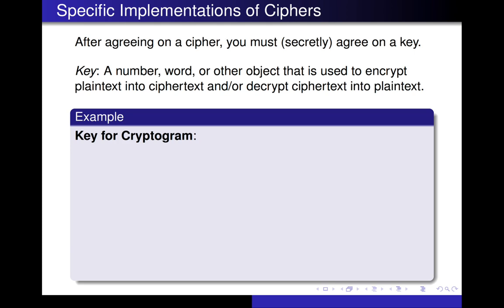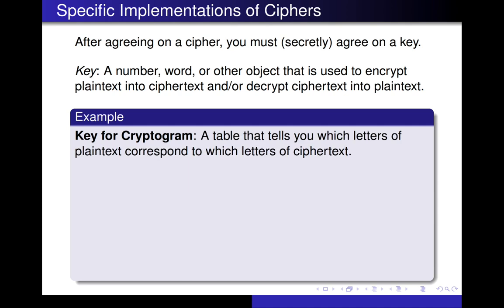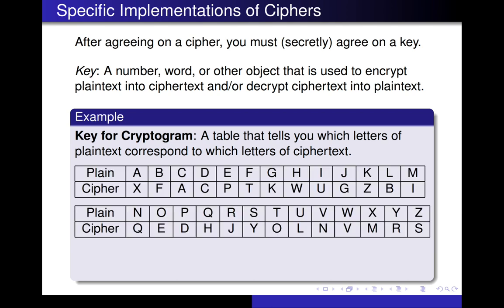So for instance, if you are agreeing on the cipher of a cryptogram, you've also got to agree upon a key. So that's, for a cryptogram, that's just going to be a table that tells you which letters of plain text correspond to which letters of ciphertext. So it's going to look something like this, right? So that the upper row of each of those little tables is going to be the plain text, and the bottom row is going to be the ciphertext.